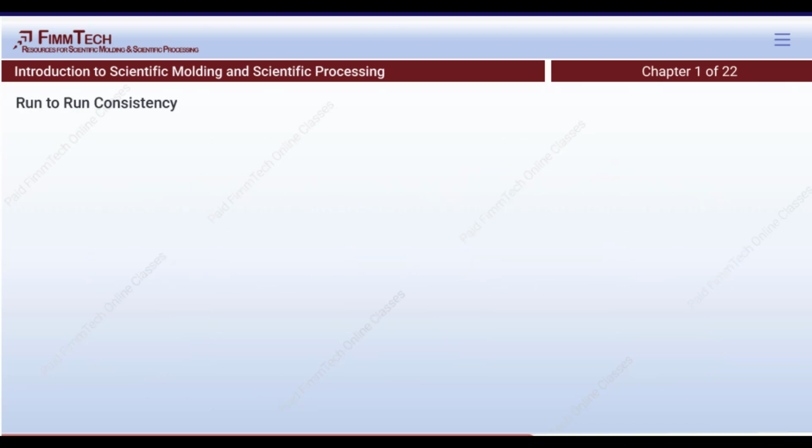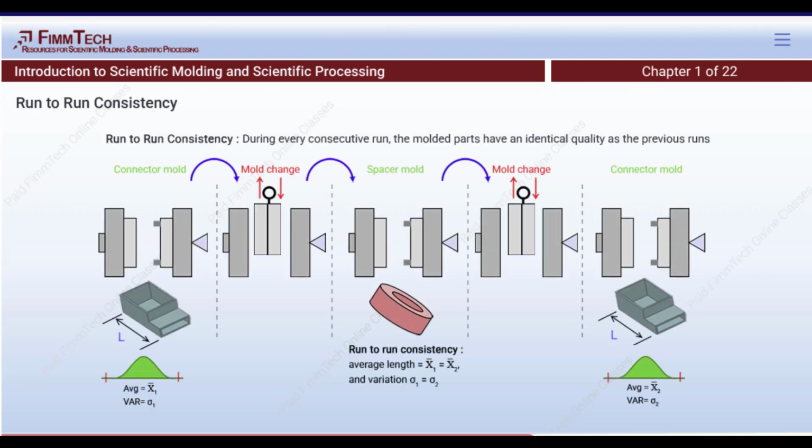The third type of consistency is run to run consistency. That means during every consecutive run, the molded parts have an identical quality as the previous runs. So we're molding connectors, we molded 100,000 connectors, and let's look at the length of the part again. There's going to be a certain average, a certain variation. Now you change the mold. Let's say we start molding some spacers of a different material.